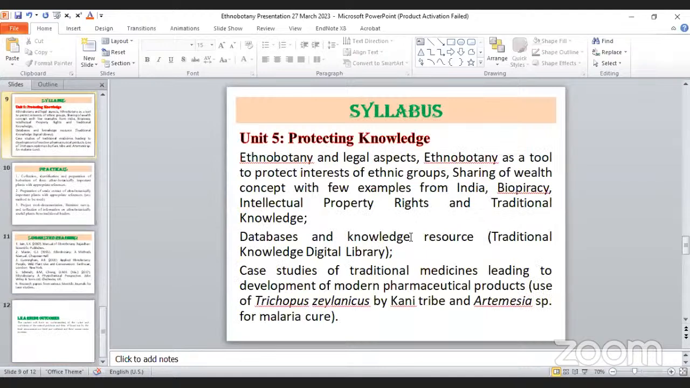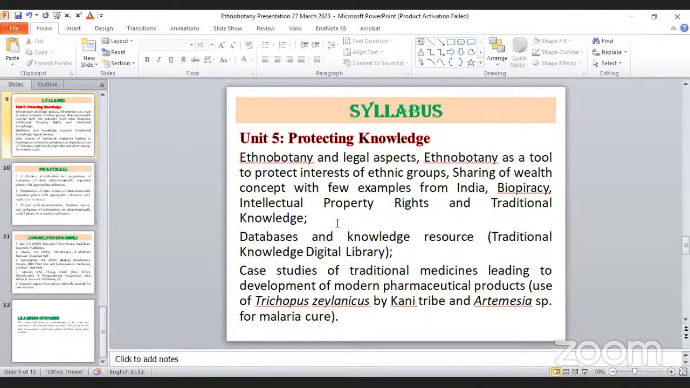Unit 5 is about protecting knowledge. Basically, it will talk more about IPR, databases, and knowledge resources. We will also discuss some case studies, that is, how modern pharmacological products are formed from traditional medicines, how this journey goes on. Then we will take the example of Trichopus zeylanicus, which I have just talked about in the starting, used by the Kani tribe, and then Artemisia species, which is used for malaria cure.